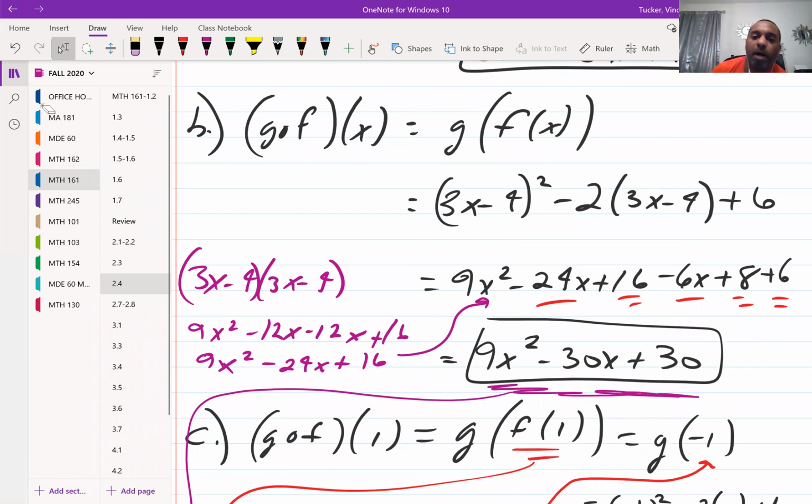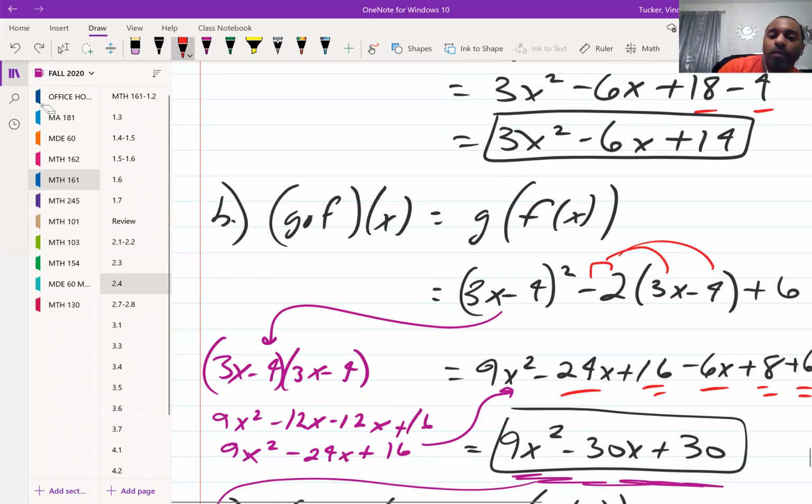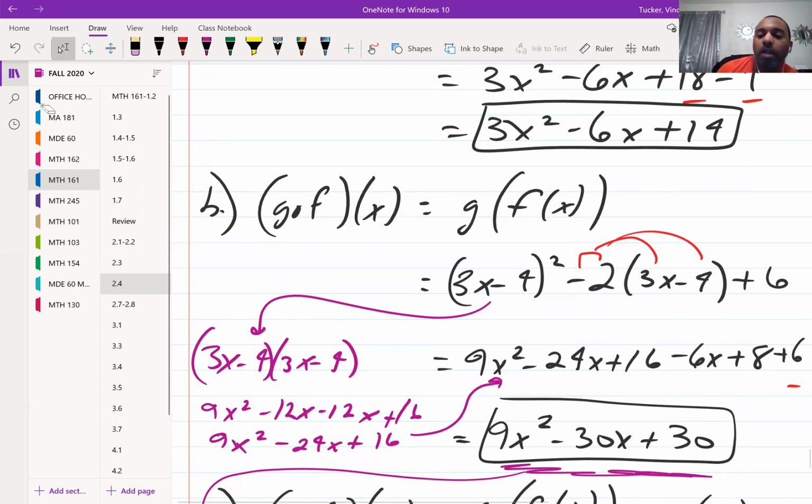So that 3x minus 4 squared is over here in this purple. You have to expand that out. 3x minus 4 times 3x minus 4. And then distribute that negative 2 into the parentheses. That'll be negative 6x plus 8. So that full expansion is 9x squared minus 24x plus 16 minus 6x plus 8 plus 6.